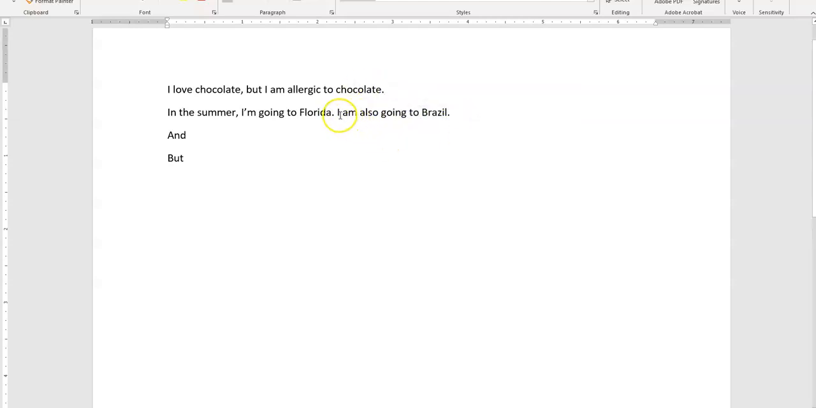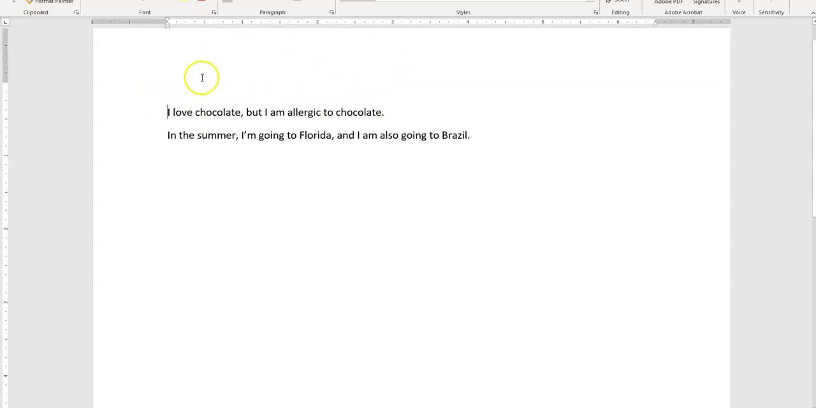Okay. So I want to connect these two. So I'm going to use a comma. Which word do you think better connects these two sentences? And or but? Well, it's an addition. So I'm going to say and. And I'm also going to Brazil. So, as you can see, we can go from two simple sentences to one compound. So these are called compound sentences.